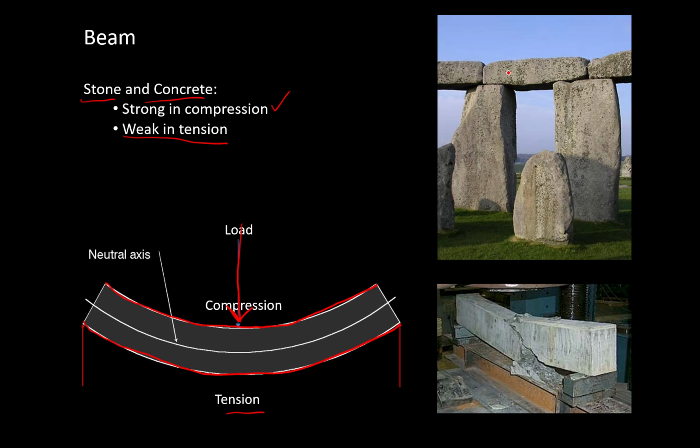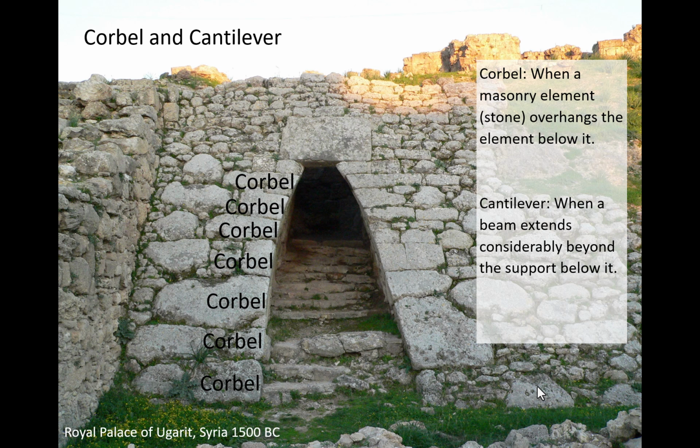So what would happen to Stonehenge if this stone lintel was thinner or was weaker is that eventually it would develop a crack here, and like this test for a concrete beam, it would eventually break down the middle. Moving on to the second structural type, corbel and cantilever.